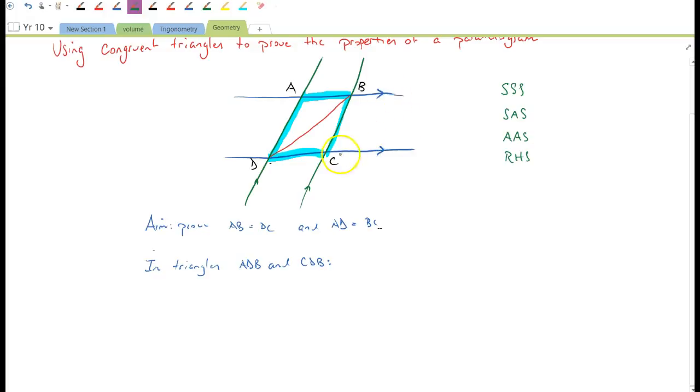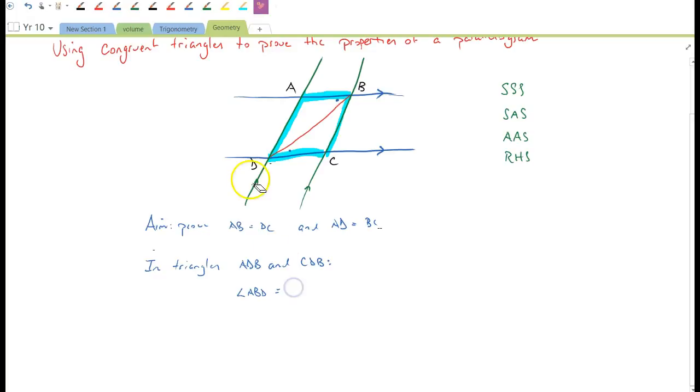What can I use though? Using parallel lines, what can we say? Can we say that I've got some alternate angles here? This angle here and this angle here, could we say that they're alternate, because these are parallel lines? That's a transversal, if you like. That's a Z angle, isn't it? That's what a Z angle is called, alternate. So in those, could I say firstly that angle ABD is equal to angle BDC?